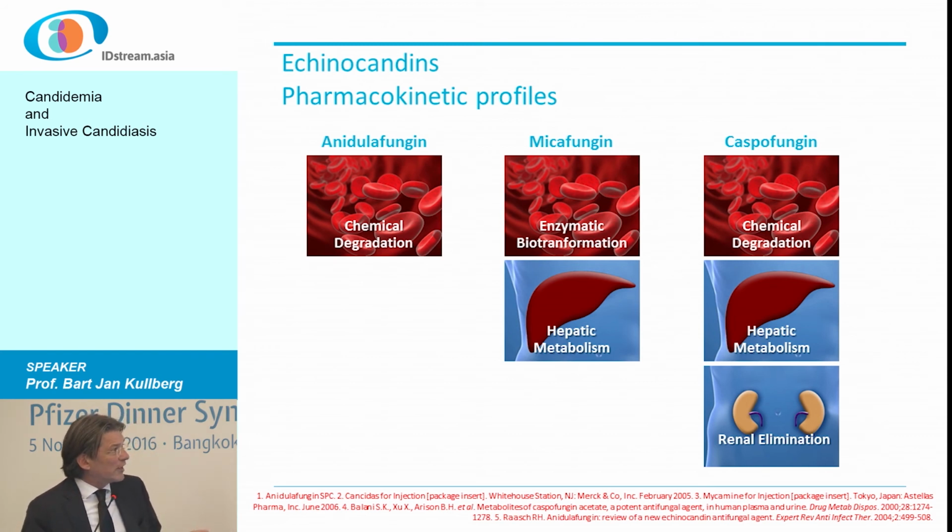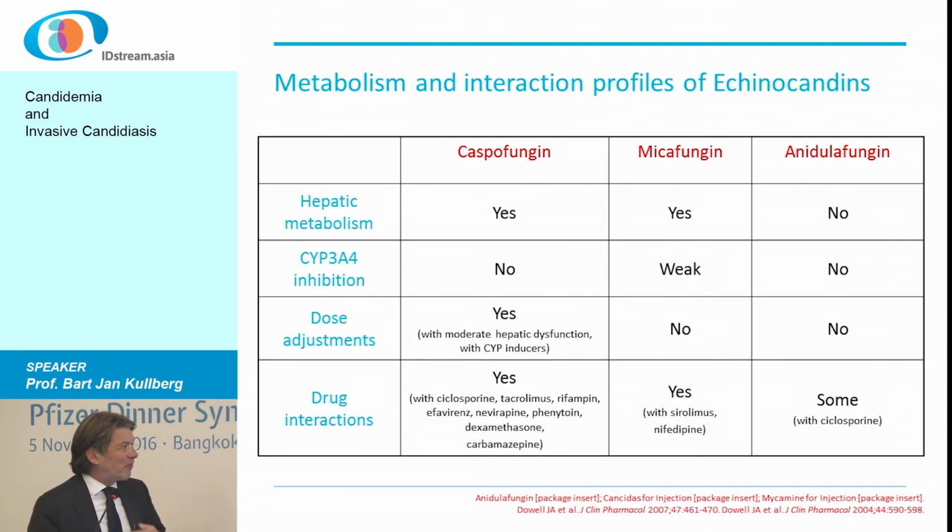breakdown between the drugs. All 3 are degraded in the bloodstream, which is a very interesting mechanism, quite particular for echinocandins. Micafungin uses some hepatic metabolism, caspofungin somewhat more, and a little bit of renal elimination, and that is reflected by the interactions and the side effects. As you can see, there may be weak CYP3A4 interactions. Caspofungin requires some dose adjustments and has potential interactions with these drugs, whereas the other 2, and especially anidulafungin, have fewer interactions. So there might be a little advantage here, especially for patients who have hepatic dysfunction or are on any of these drugs.